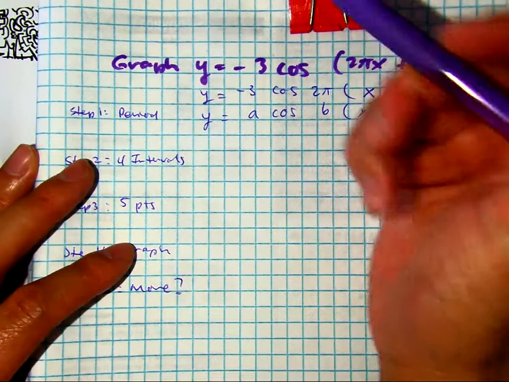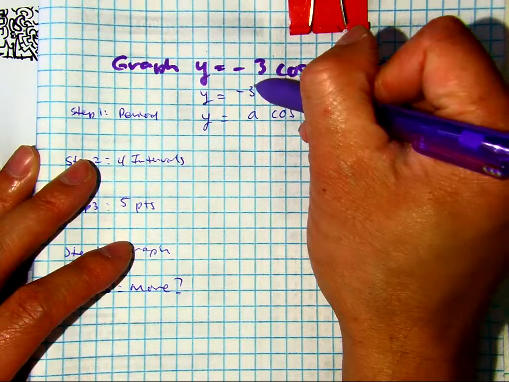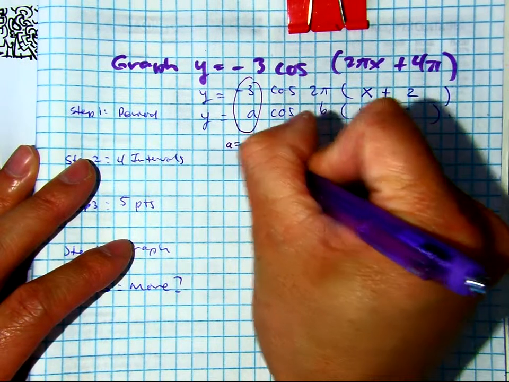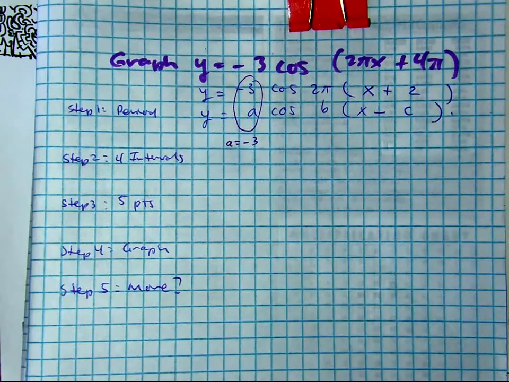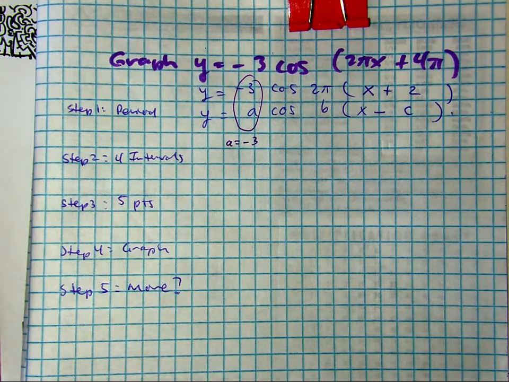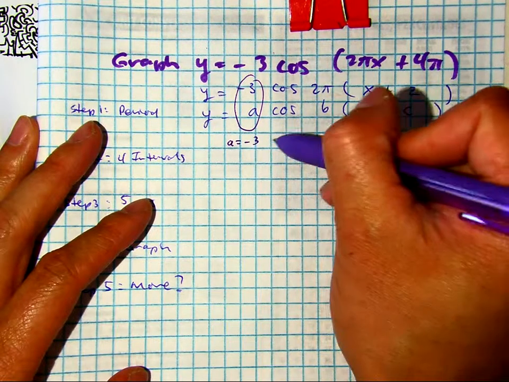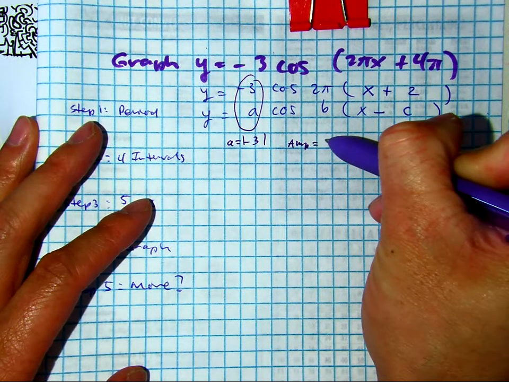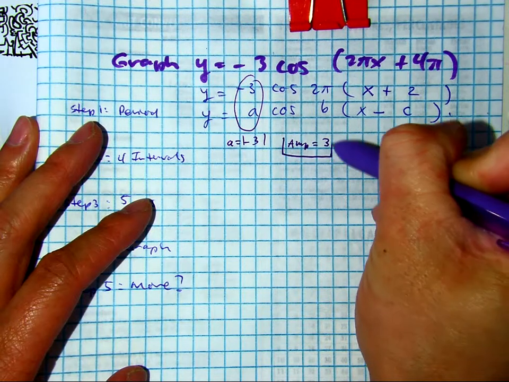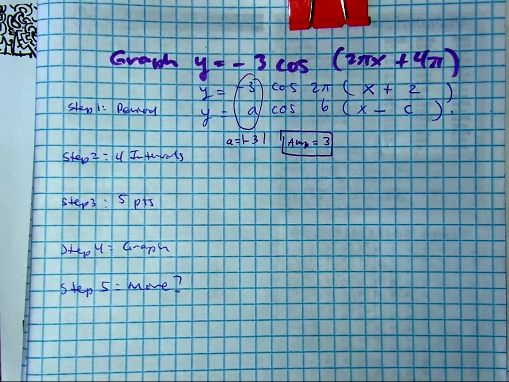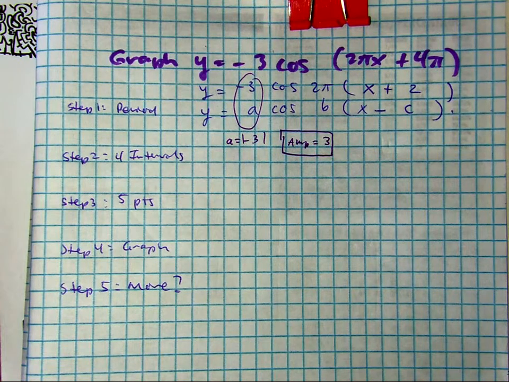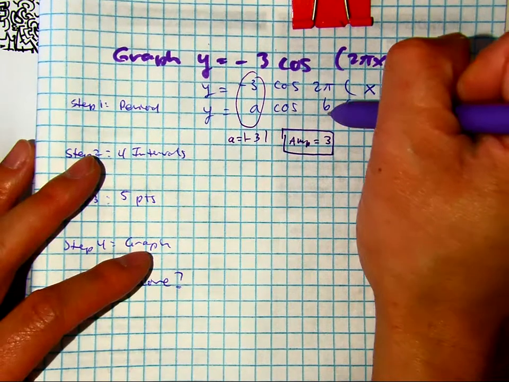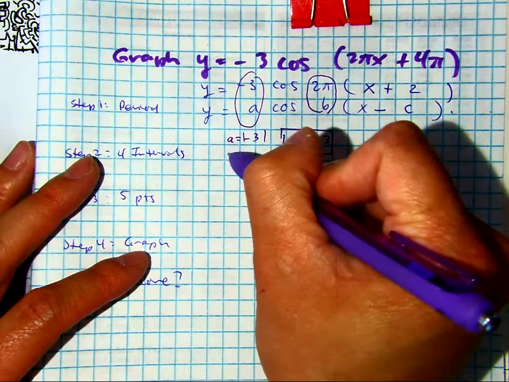So class, what's our A value? A is equal to -3. Class, what does the A value tell us? If you take the absolute value of it, that gives you the amplitude, which is what? 3. Class, what's our B value? Our B value is 2 pi.